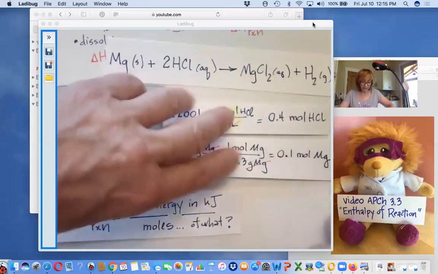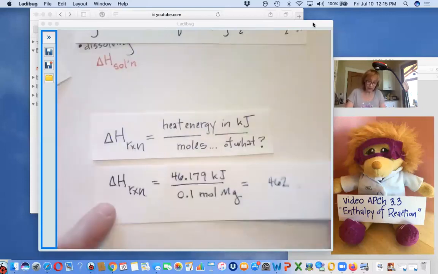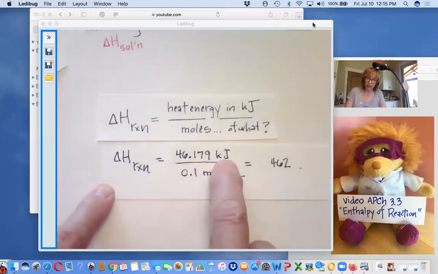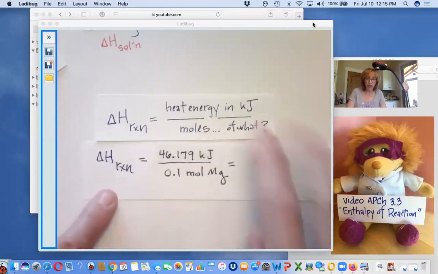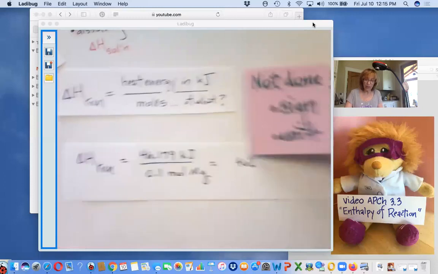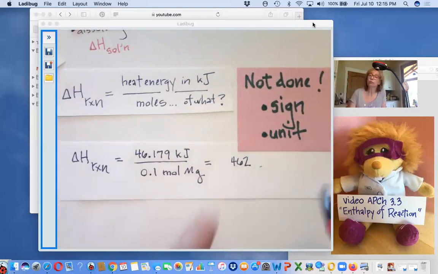Alrighty, so having said that, now we're going to take our heat energy once we've divided it by 1,000 so that it's expressed in kilojoules, and we're going to divide it by the moles of limiting reactant. And when I divide, I get 462. Now, careful here. We are not done yet. Simply dividing is not the final story. There are 2 really important things to add here.